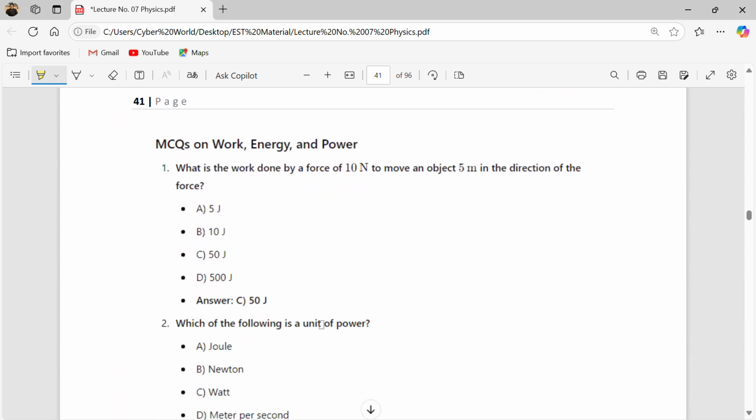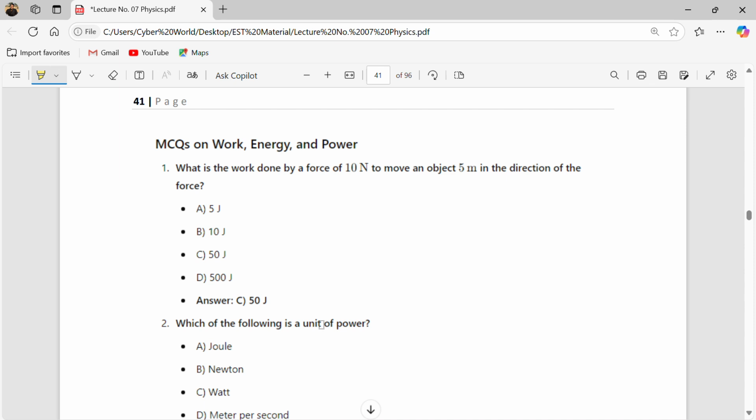Now let's move on towards MCQs on work, energy and power. These are the MCQs which came in past papers of the FDE EST Physics papers, which are very important. By doing these MCQs, you get 90% of your preparation. We will also cover pedagogy and English problems in our upcoming videos, so stay tuned with us.